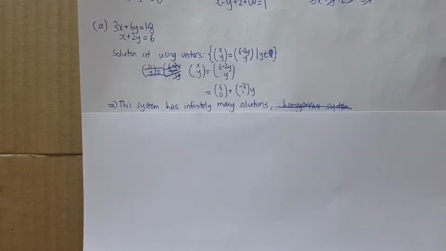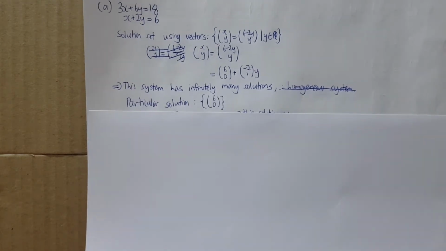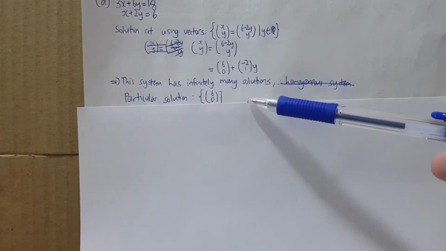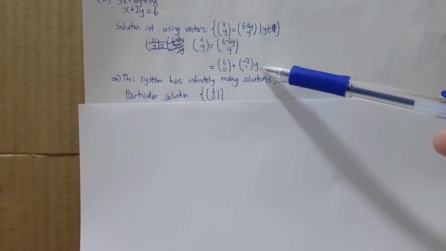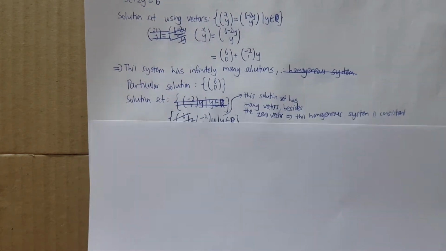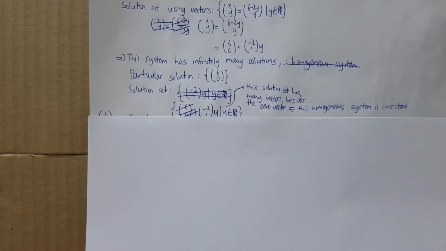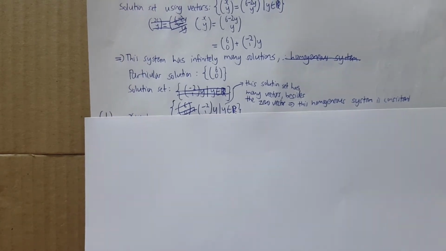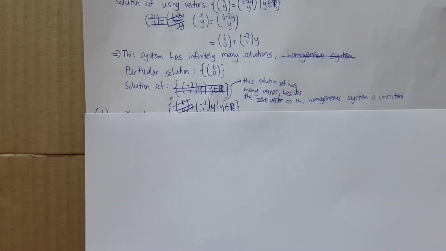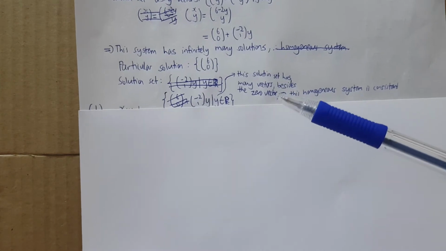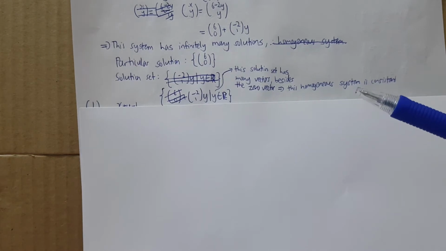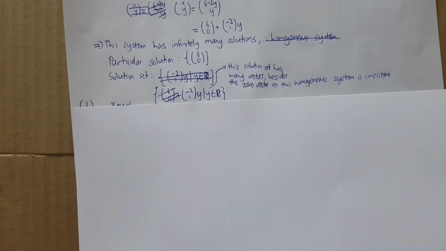So the particular solution is written as (6, 0). This particular solution is independent of any free variables, which is y, and hence the solution set is written as y times (minus 2, 1), where y is any real value. From here you can see that this solution set has many vectors, including the zero vector, because y can also be 0. Hence, this homogeneous system is consistent.